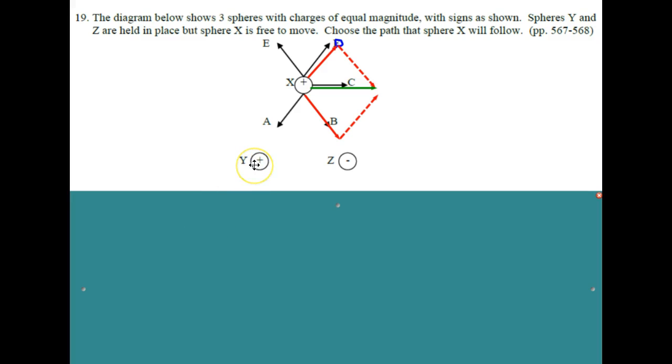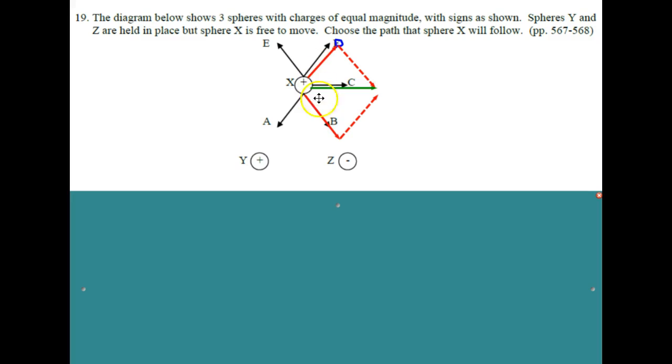Well, what will Y do to X? Y is positive and X is positive, so Y will repel X along path D. What will Z do to X? Z is negative, X is positive, so Z will attract X along path B. Since they are equidistant from X and we are told that we have equal magnitudes of charge, the repulsion from Y and the attraction to Z are the same.